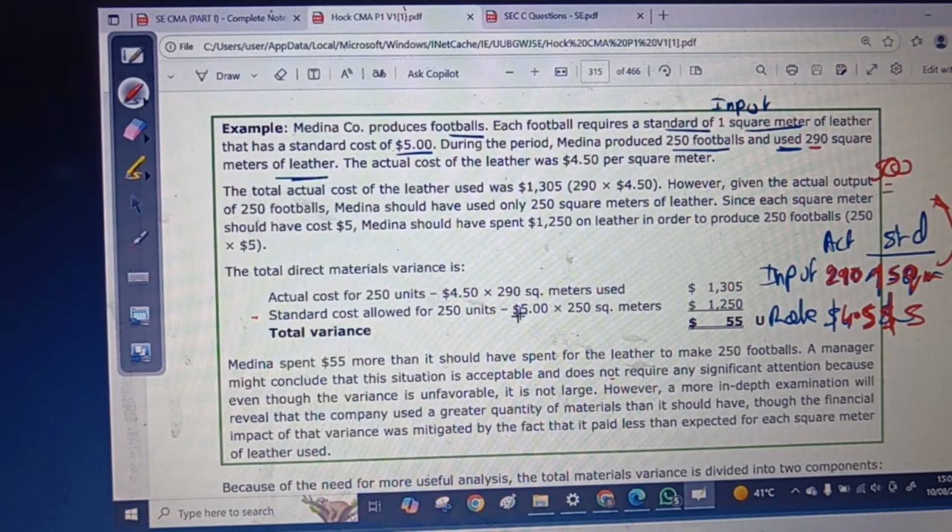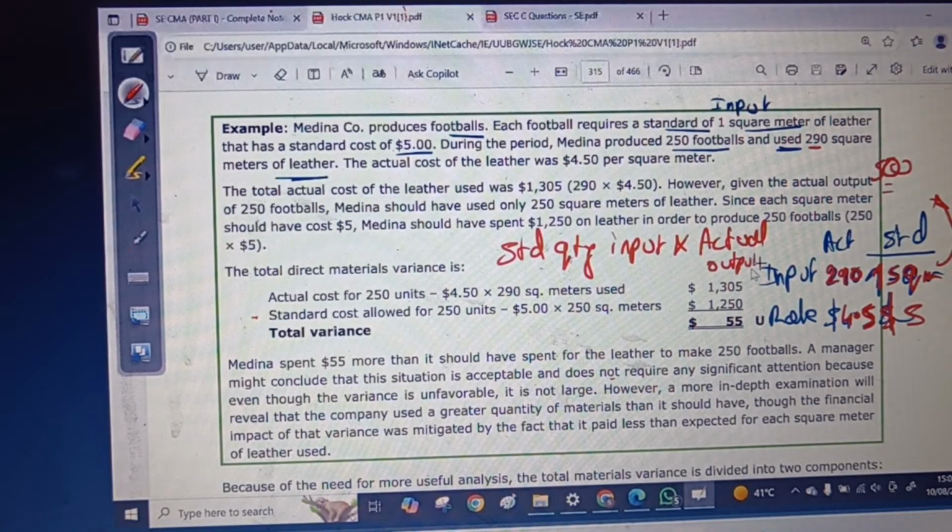How much is the standard? 250 into the standard quantity of input allowed for actual output. Substitute 250. How much is the standard quantity of input allowed? 1, multiplied by 250. How much is it? 250. That's the standard quantity.